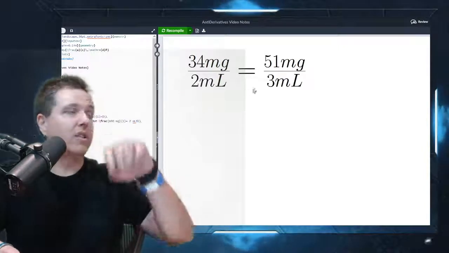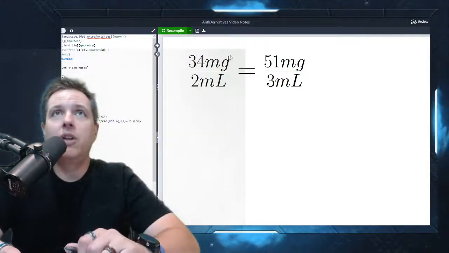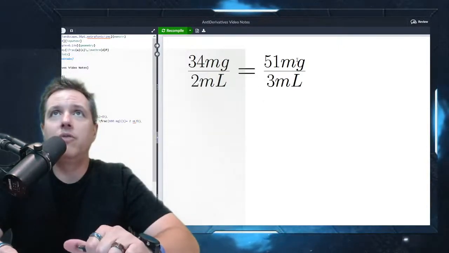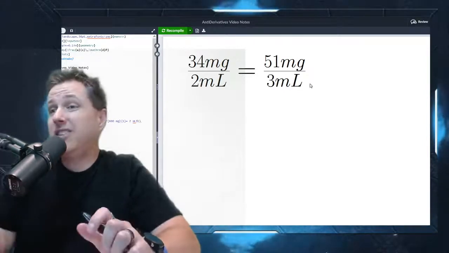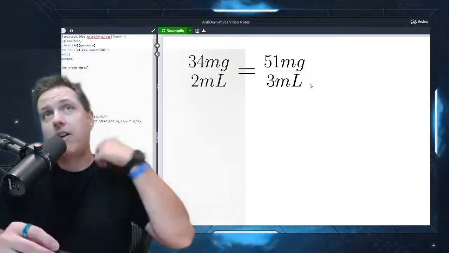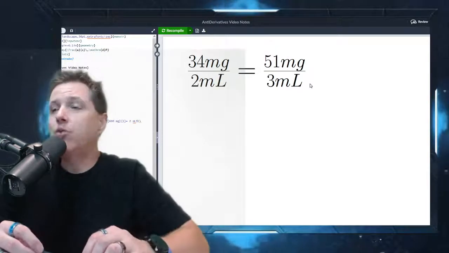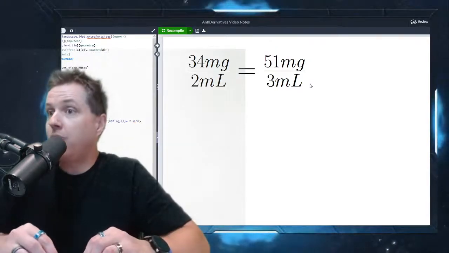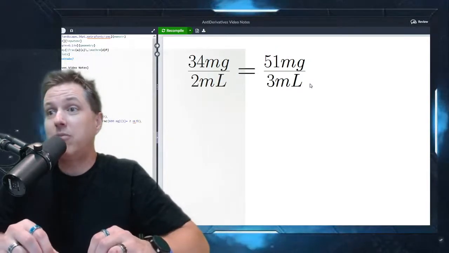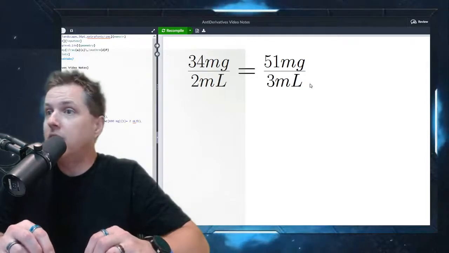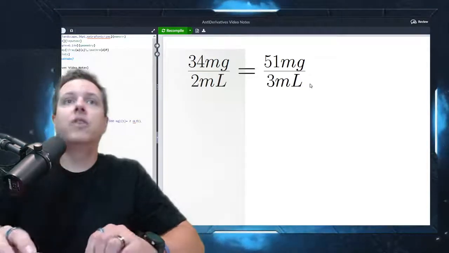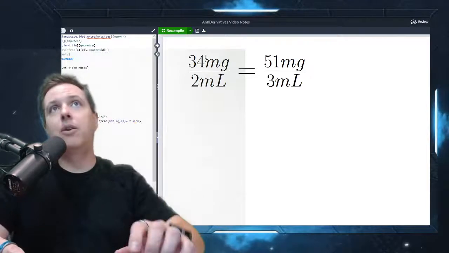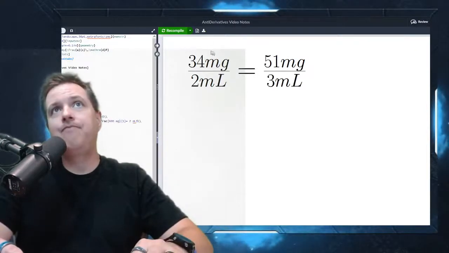Okay, so that's what it looks like, right? We've got 34 milligrams over 2 milliliters equals 51 milligrams over 3 milliliters. Is this right? That's what we're supposed to figure out. I believe it is, but we have to verify that. How do we know? Before we give someone a dose of medicine, we better be real sure we're giving them the right amount, right? So what I'm going to do is multiply diagonally.